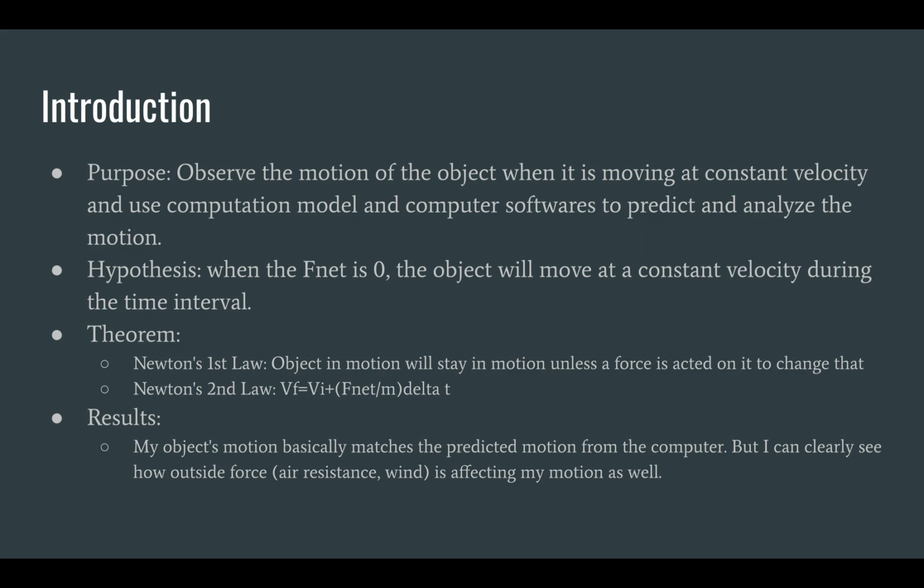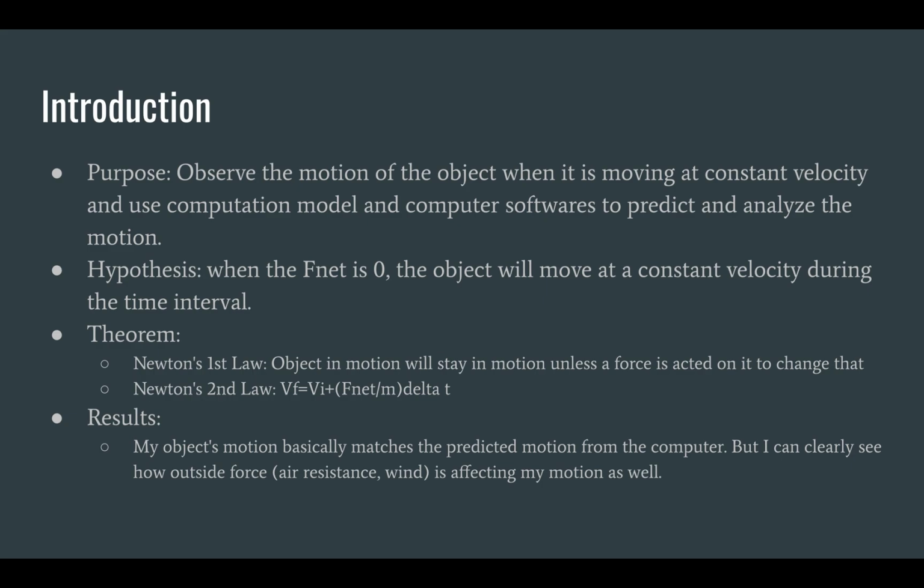Newton's first law states that an object in motion will stay in motion unless a force acts on it to change that. And Newton's second law is basically the velocity update equation, Vf equals Vi plus F net over m times delta t. Newton's first law is used to ensure that the object can move at a constant velocity since the net force is zero, because there's no other force acting on it. And Newton's second law is used to calculate the new velocity.